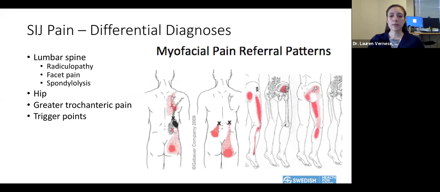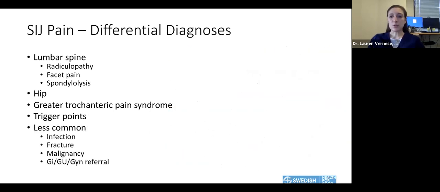And then also trigger points. Any muscles in the low back or the buttock region can refer pain in similar patterns to the sacroiliac joint. Then things that you don't want to miss but are much less common: infection of the sacroiliac joint, a fracture of the sacrum or the ilium, malignancy, so metastatic disease to this area, or also any organ referral to this area.